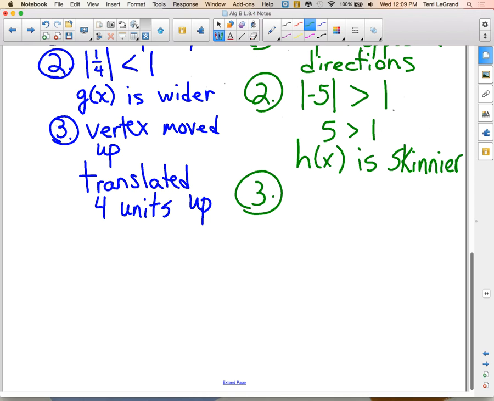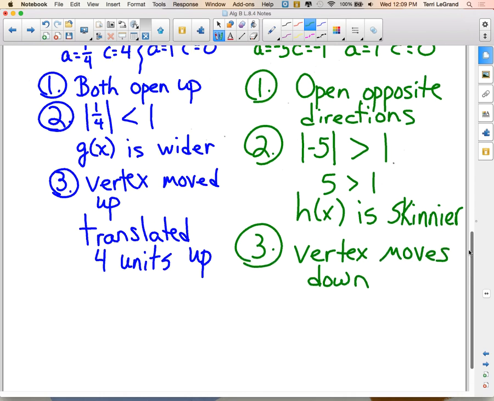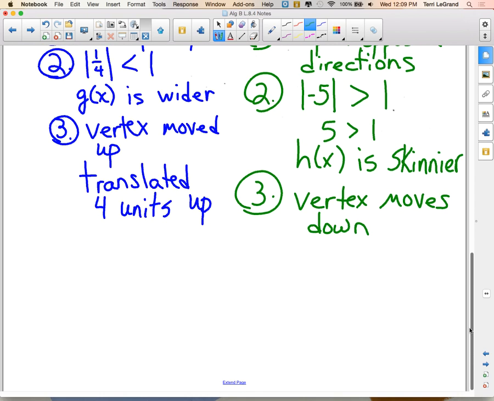Okay, number 3. Now we compare their C values. Did the vertex stay the same? No. So it moved. So the vertex did what? Moves down. Okay, because apparently it went from a 0 to a -1, so that means it translated down. How far? 1 unit. You don't say -1 unit, the down took care of that, okay? How far and what direction?